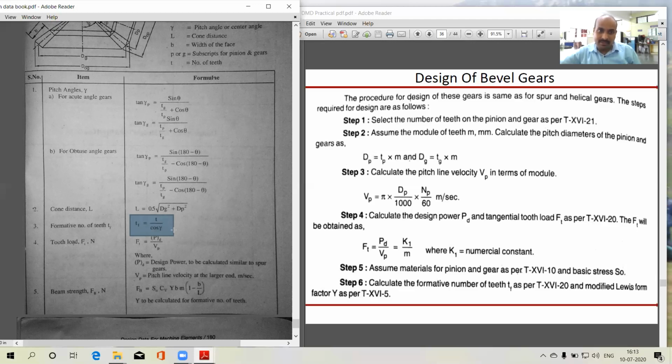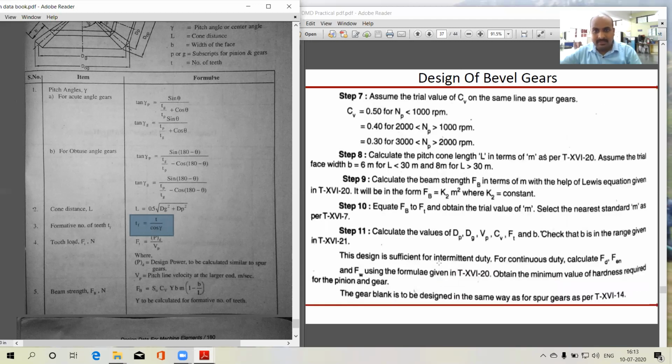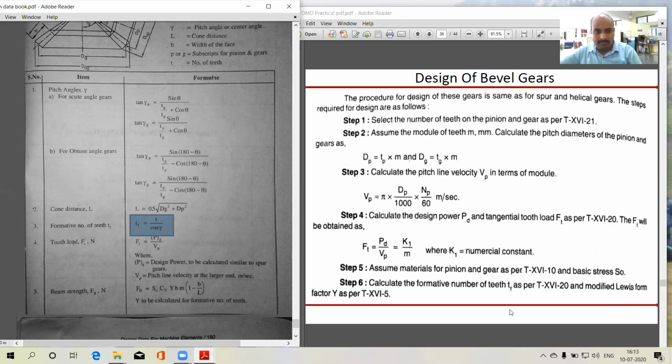Now, T is what? T is the number of teeth. If you want to calculate the formative number of teeth on the pinion, then in place of T it is TP, that is the number of teeth for the pinion, and similarly for the gear also. So calculate the formative number of teeth. The next step is to calculate the beam strength. To calculate the beam strength, Lewis's equation is used, where FB equals... one formula is given on page number 179.